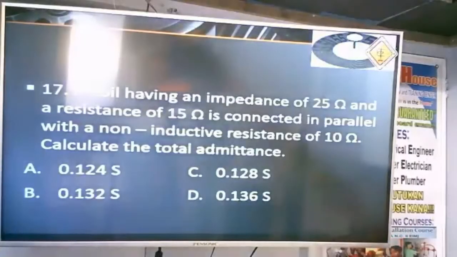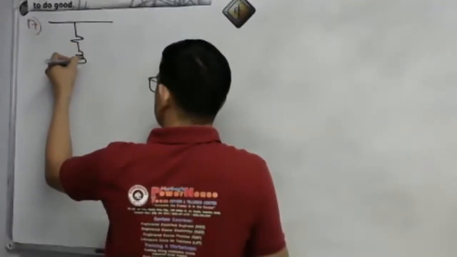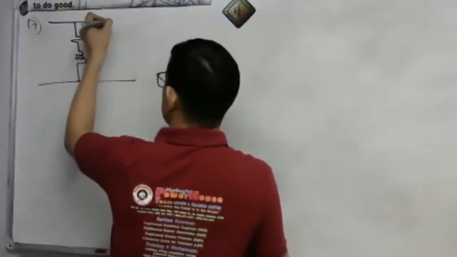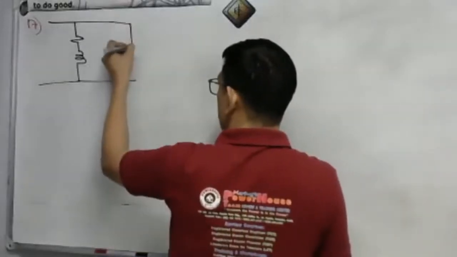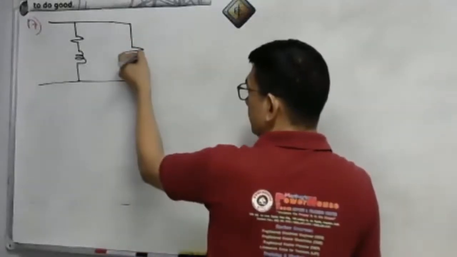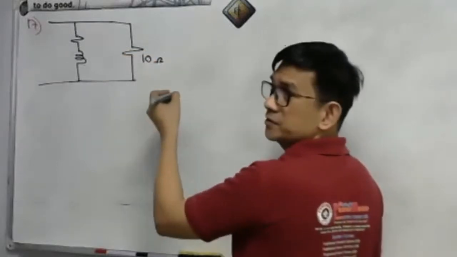Okay, let us solve number 17. A coil having an impedance of 25 ohms and resistance of 15 ohms is connected in parallel. So we have a coil, represented by R and L, that is connected in parallel with a non-inductive resistance. Meaning it is pure R. Pure R. So we have here 10 ohms.